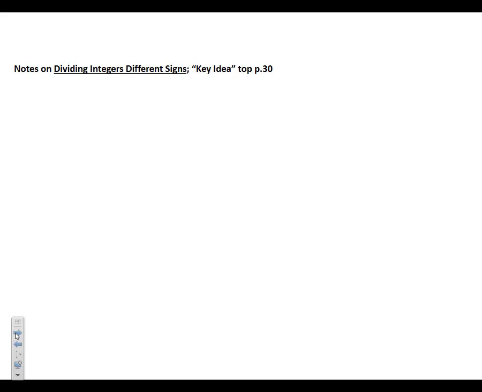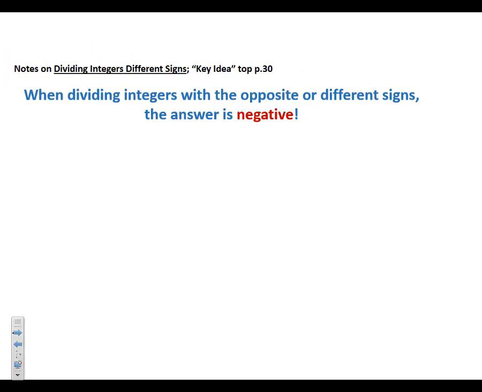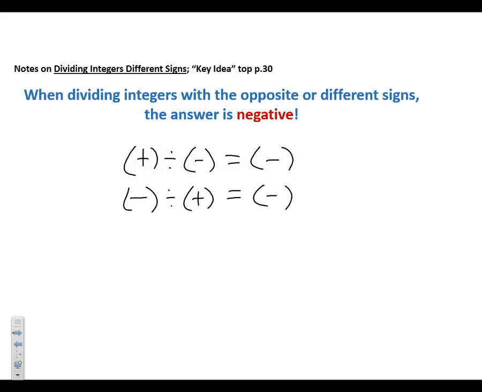Alrighty, welcome back. From the top of page 30, you've learned that dividing integers with different signs is exactly the same as multiplying integers with different signs. And you know that when dividing integers with opposite or different signs, the answer will be negative. So if I have a positive integer and I divide that by a negative integer, my resulting answer will be negative. And if I have a negative integer and I divide it by a positive integer, the answer will also be negative.